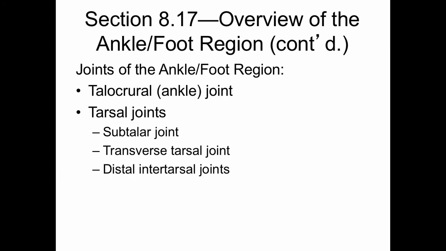The talocrural ankle joint is located between the distal tibia, fibula, and the talus. Because of this, the distal, middle, and proximal tibiofibular joints are involved in ankle joint function. The major tarsal joint in the foot is the subtalar joint, which joins the talus and the calcaneus. The transverse tarsal joint joins the talus, calcaneus, navicular, and cuboid. All of the other tarsal joints are distal intertarsal joints and are named in each case for the specific tarsal bones involved.